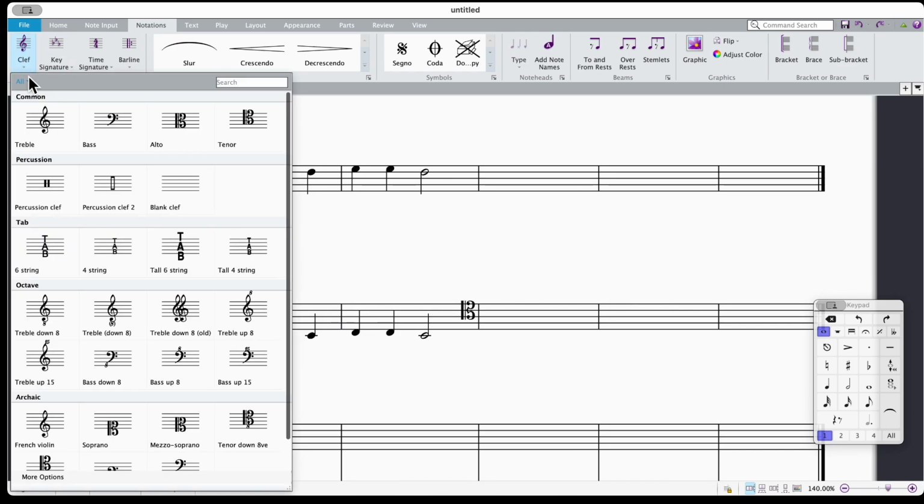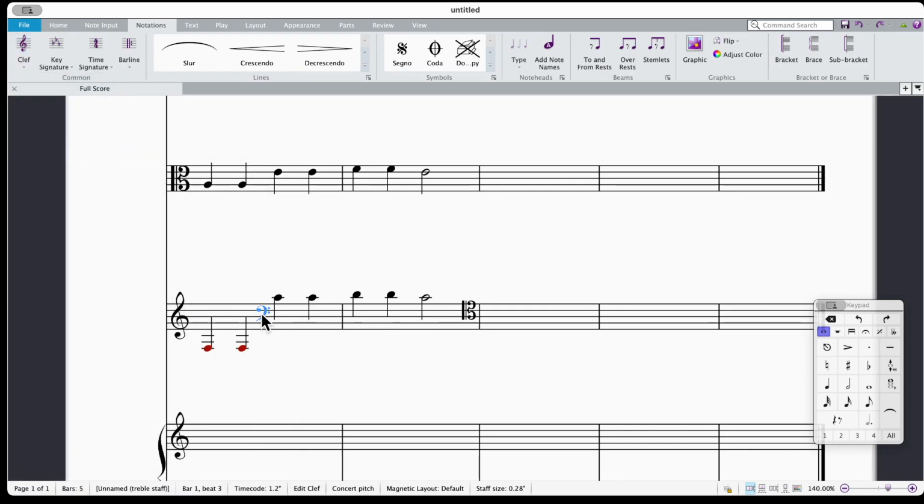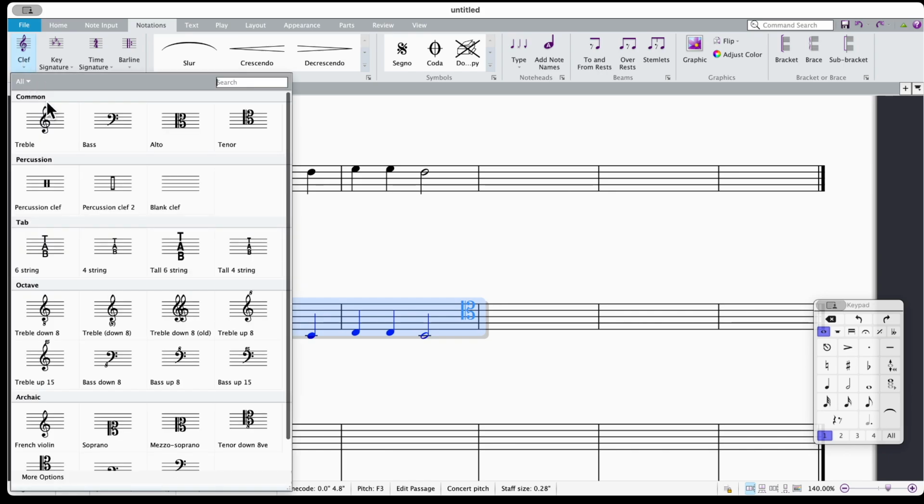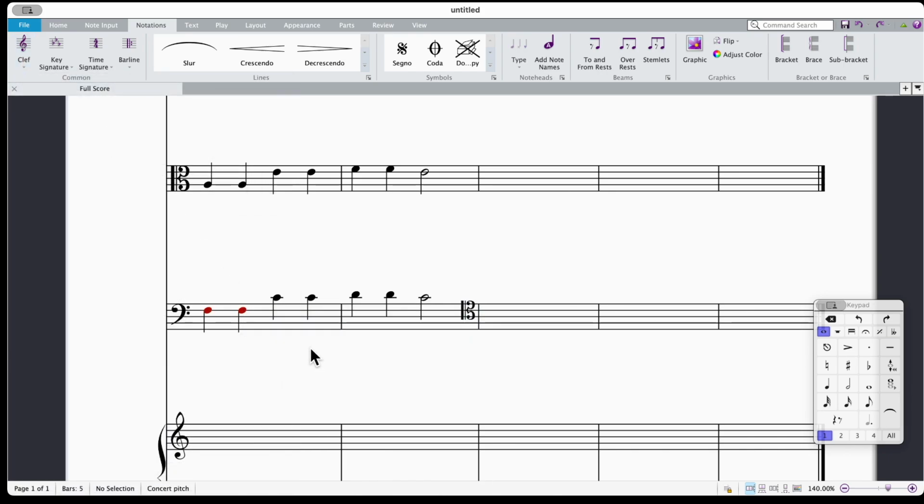Could I put it in bass clef maybe? Let's see what it looks like in bass clef. Let's try that again. So I put this in bass clef. Okay, not too bad, certainly playable. One ledger line here. But if I want to keep it all on the staff, I can use tenor clef.